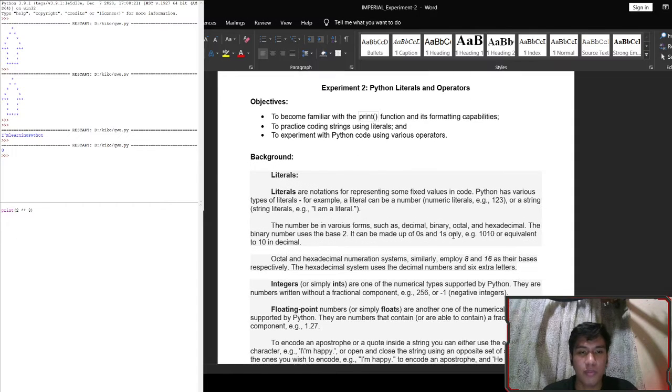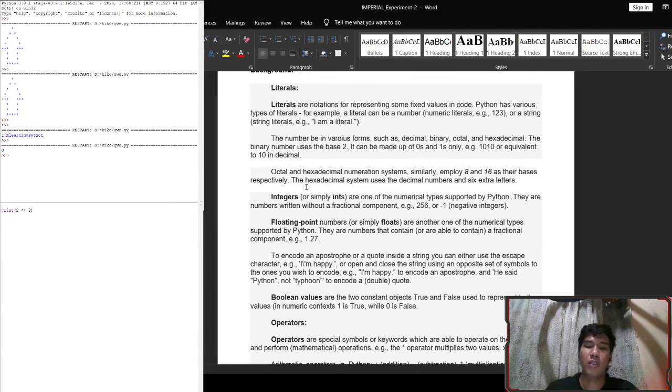Before I start the experiment, I would like to conduct a short background check. Literals. What are literals? As we say, literals are notations for representing some fixed values in code. Python has various types of literals. For example, a literal can be a number or a string. Numbers come in various forms such as decimal, binary, octal, and hexadecimal. The binary number uses base 2.